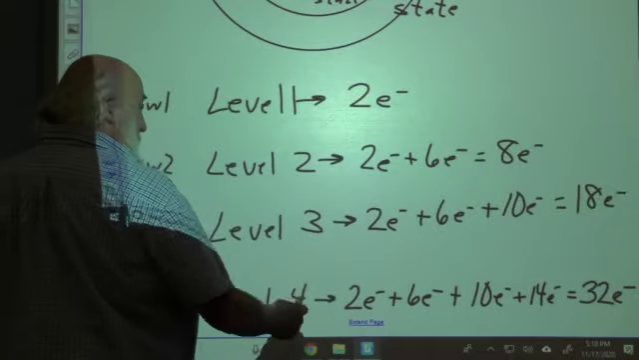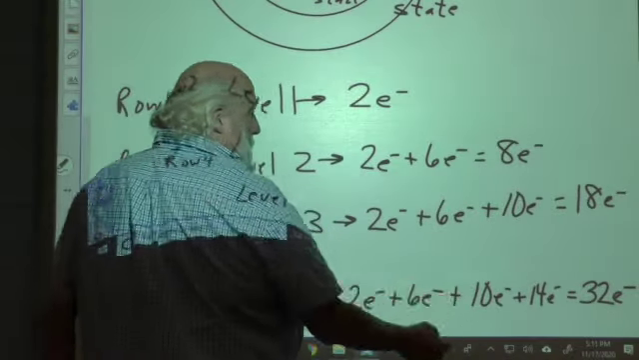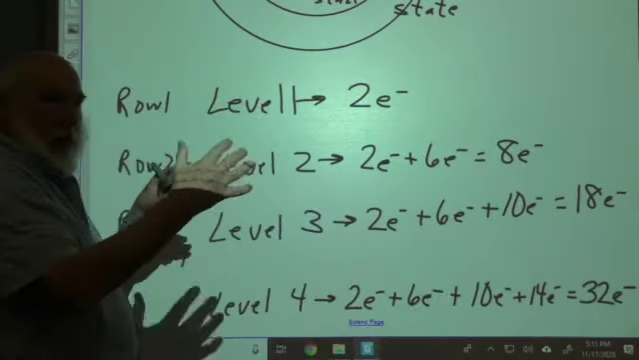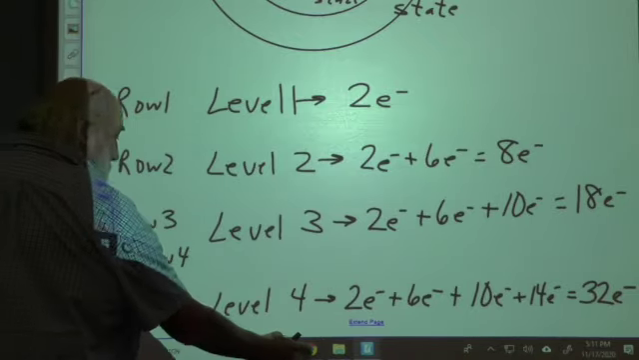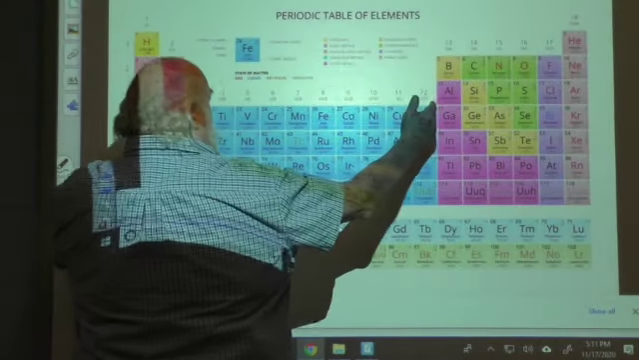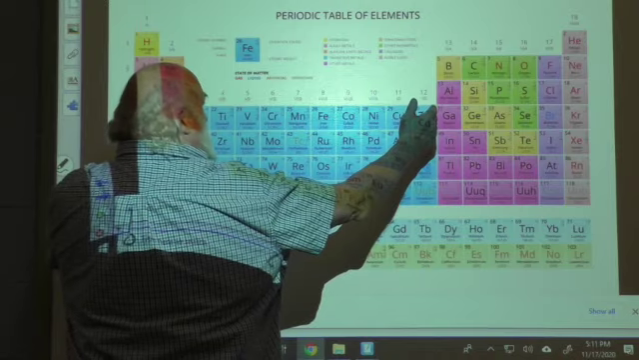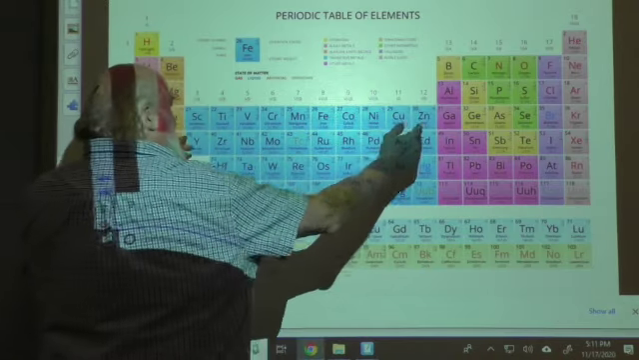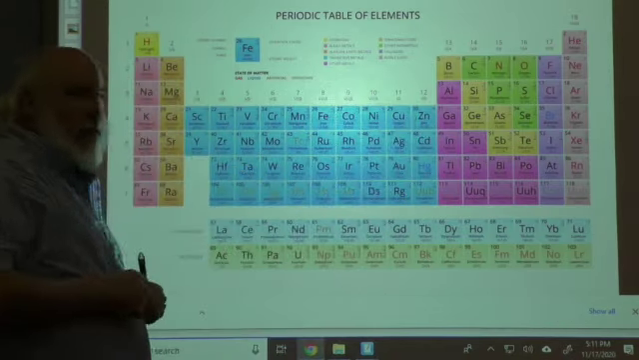Then, 10 and 10 is that block in the middle. So we take a look at that. We got these 10 here are the level 3 electrons. These 10 right here are the level 4 electrons.